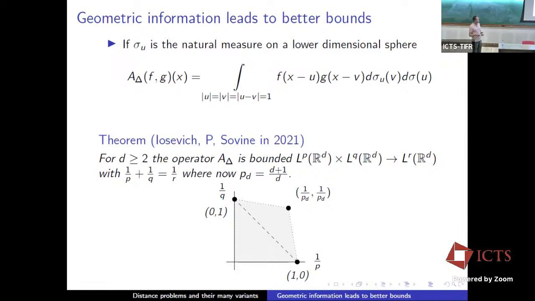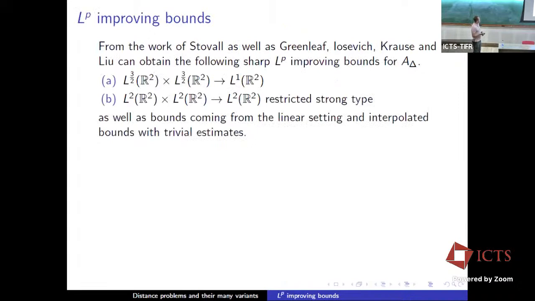So what are these LP improving estimates? Well, as I mentioned, in 2D this operator is far easier because it's essentially an average along a curve. As soon as you've chosen one of the points, the other one has only two locations to be. So it's kind of like a curve average.